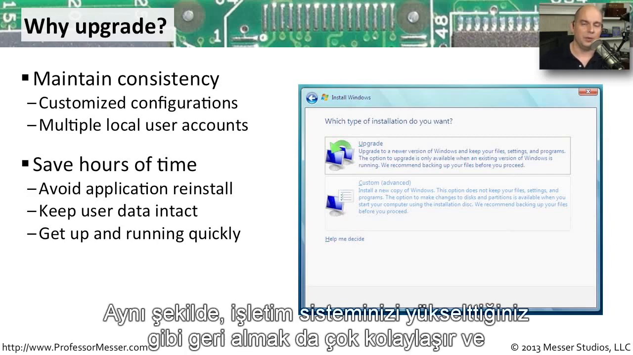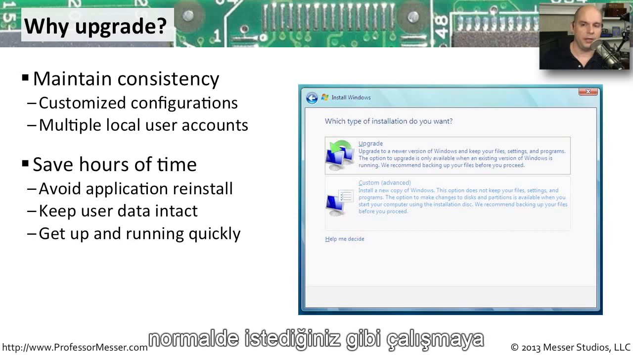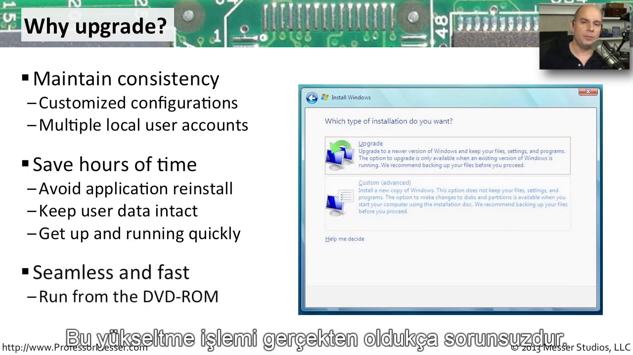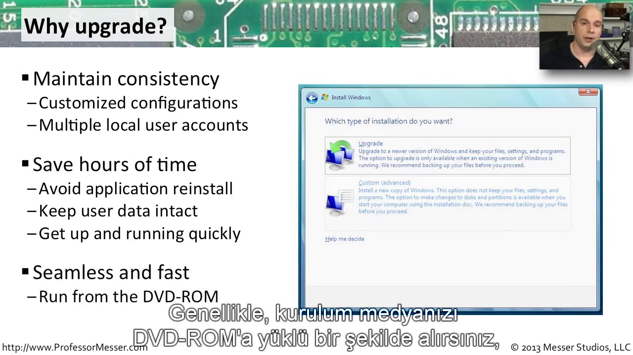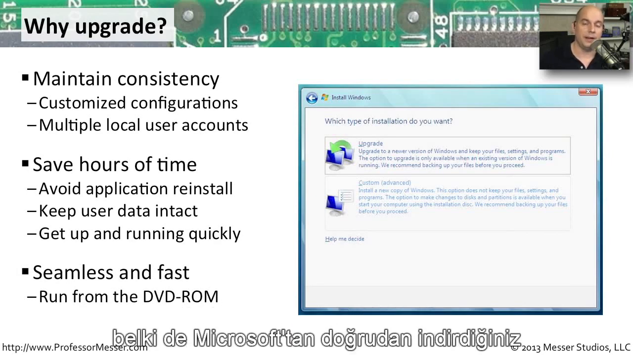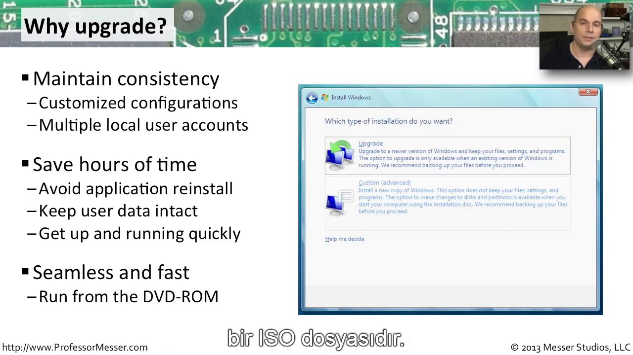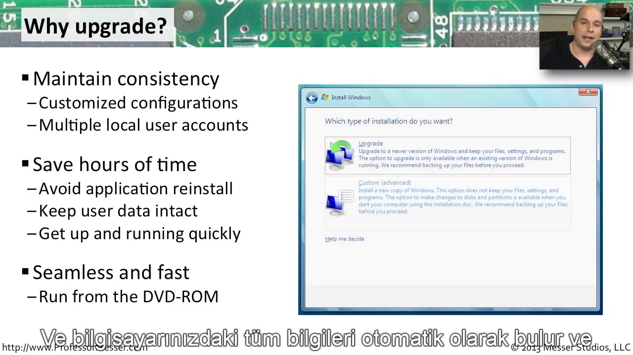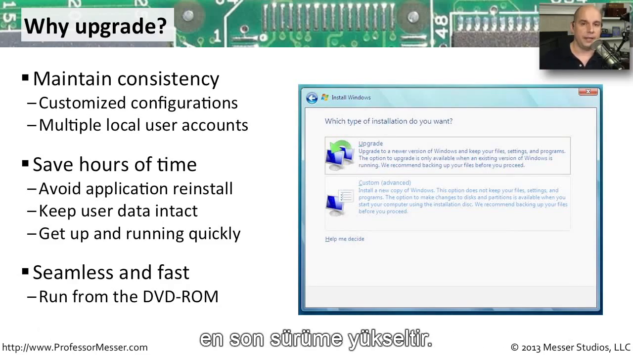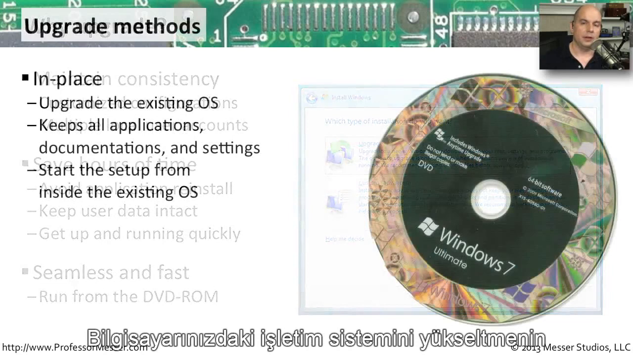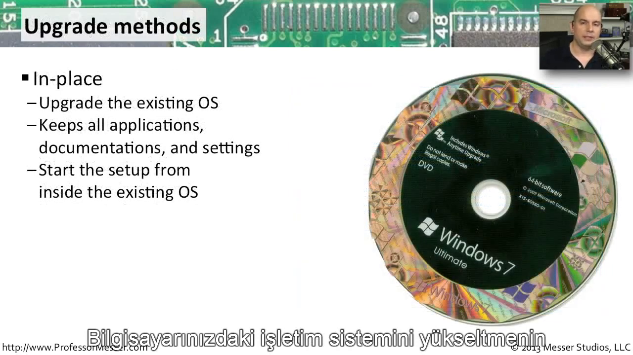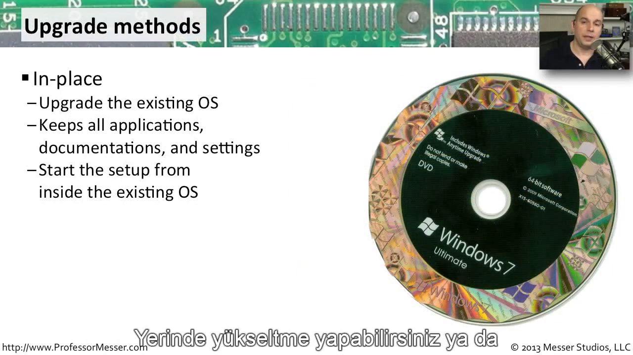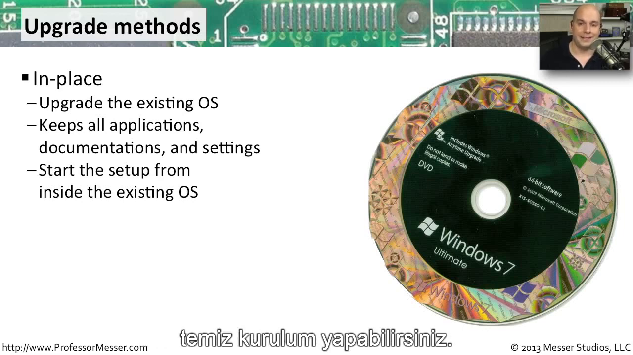That makes it very simple once you upgrade to dive right back into the operating system and continue working as you normally would. This upgrade process is really quite seamless. You take your installation media, usually on a DVD-ROM, maybe it's an ISO file that you downloaded directly from Microsoft. You run that, and it automatically finds all of the information on your computer and upgrades you to the latest version. There are two ways to upgrade the operating system on your computer. You can do an in-place upgrade, or you can do a complete clean install.